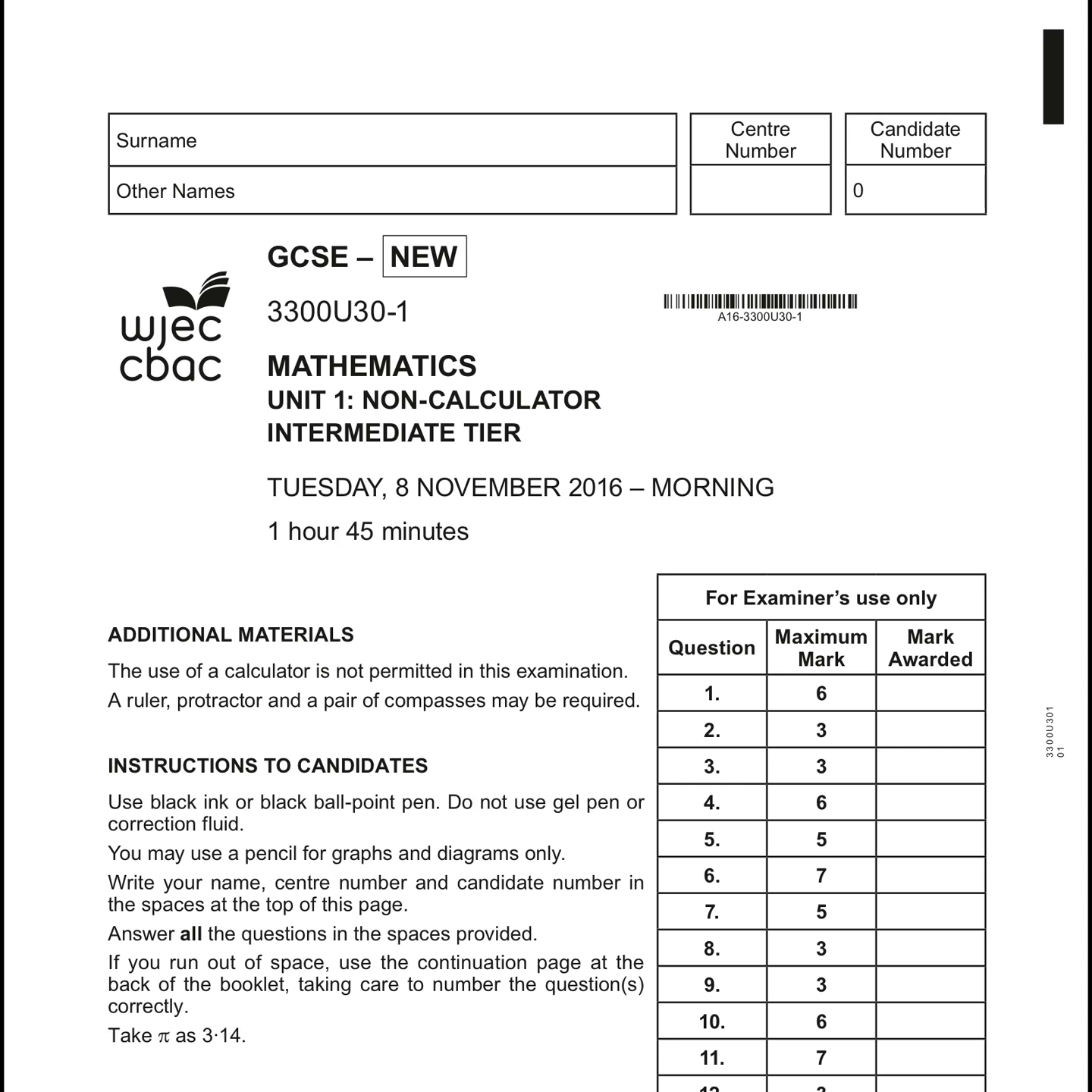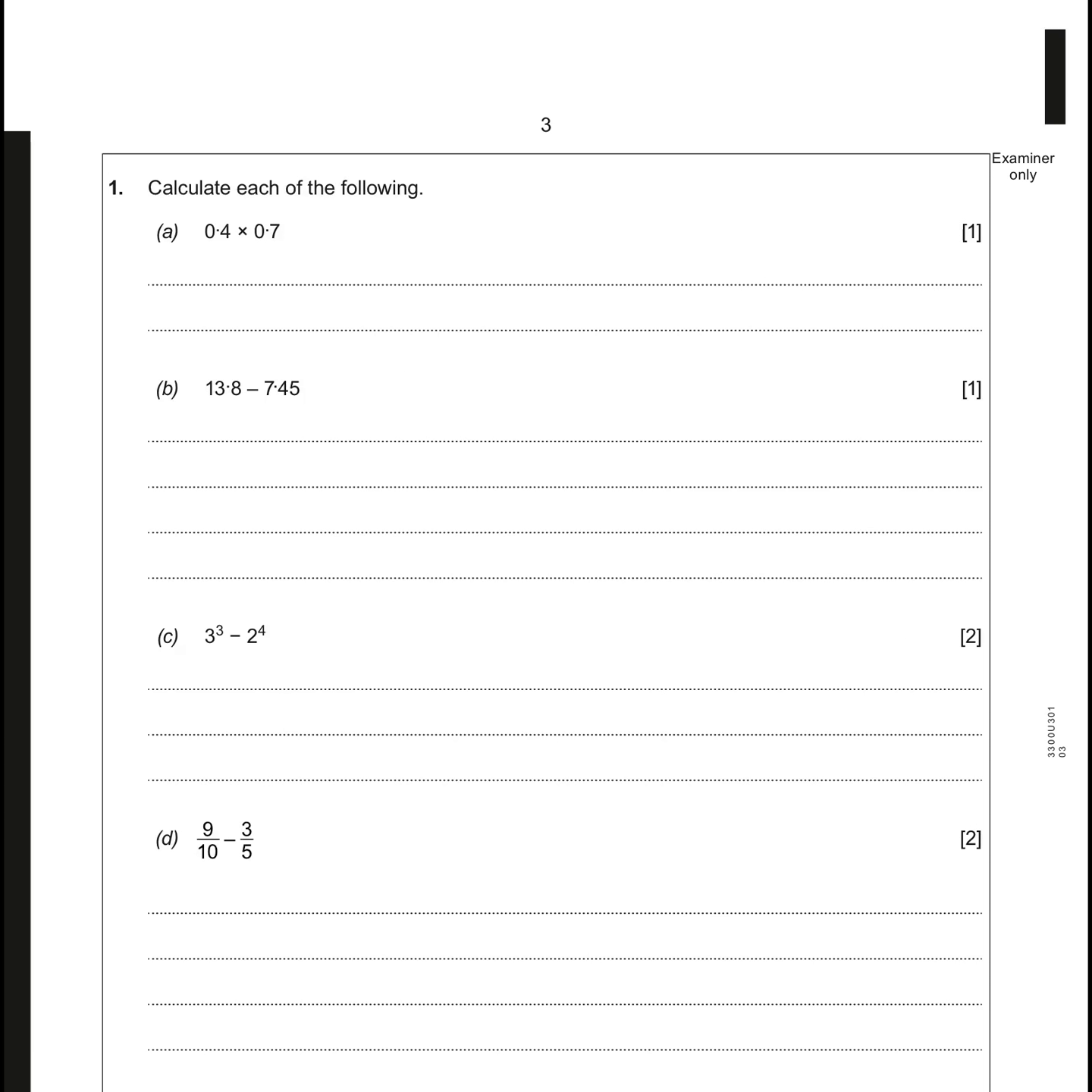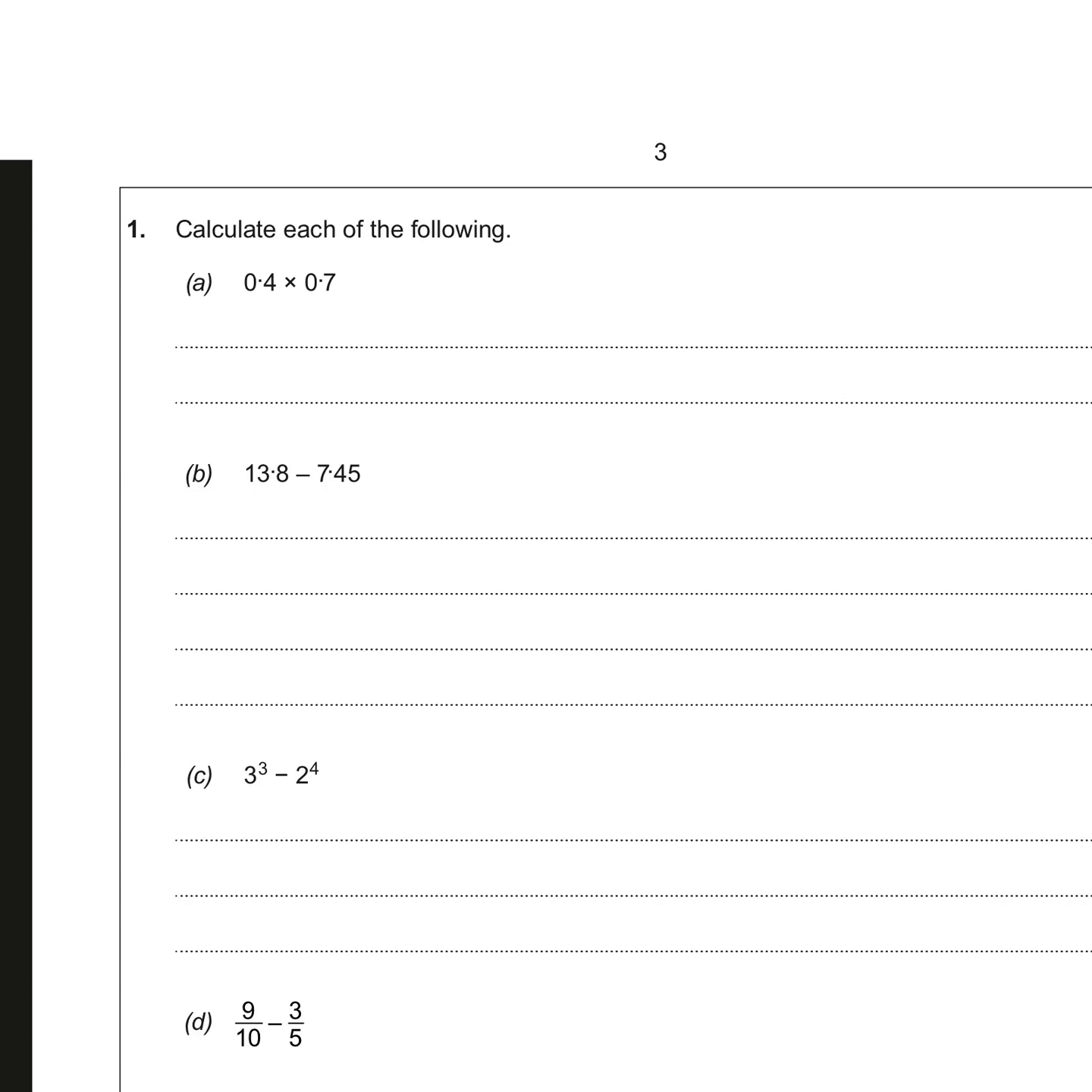Okay, this is questions 1 to 10 of the homework paper from the Christmas homework, and it's the November 2016 non-calculator paper, Unit 1. Start off with, we're looking at 0.4 multiplied by 0.7.